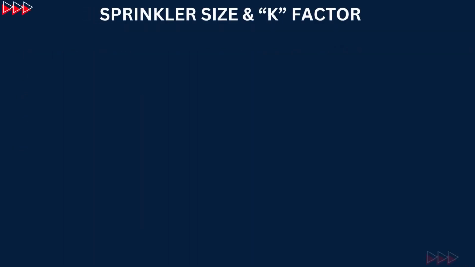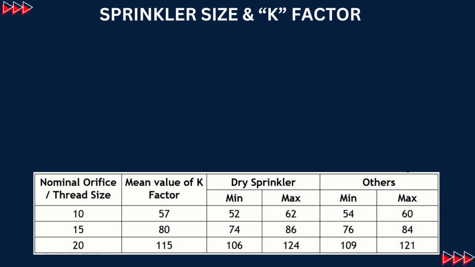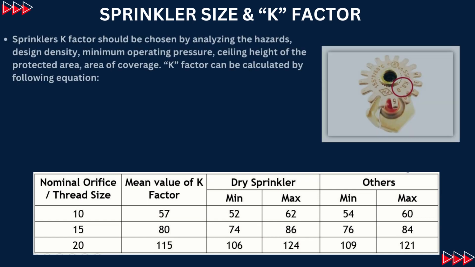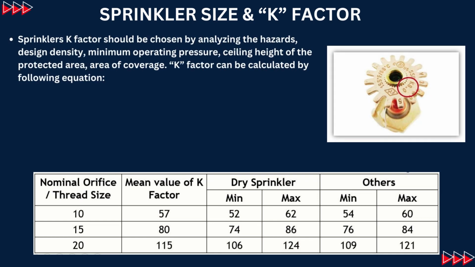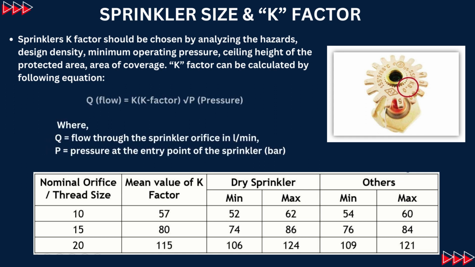Sprinkler size and K factor are important factors for any type of sprinkler system. The sprinkler K factor should be chosen by analyzing the hazards, design density, minimum operating pressure, ceiling height of the protected area, and area of coverage. K factor can be calculated by the following equation: Q equals K times the square root of P, where Q is the flow through the sprinkler orifice in liters per minute, and P is the pressure at the entry point of the sprinkler in bar. Refer to figure 7 on the right-hand side.